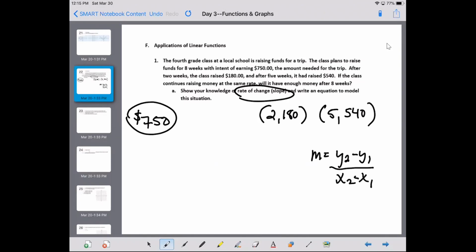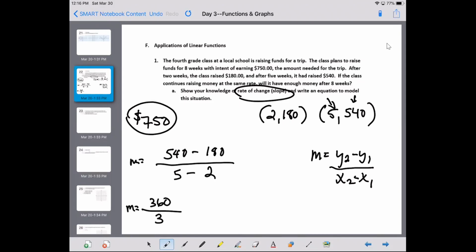And so when you do that, it doesn't matter which y value you start with. I notice it shows y of 2, so you can start over here at 540 if you'd like. So we could say 540, subtract 180, and then come back and grab the 5 and the x and subtract the 2. So the 540, take away 180, you're going to get 360 divided by 3. So this is your slope, your rate of change, and that would simplify to be 120.